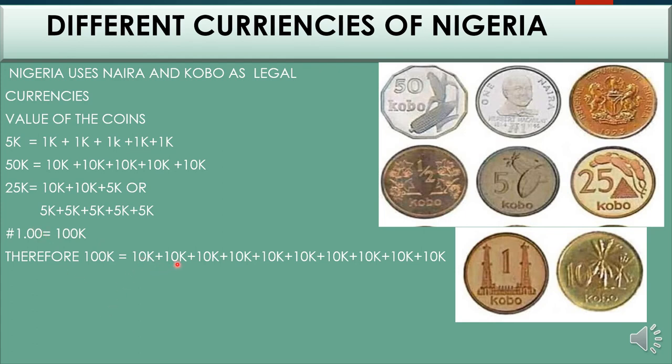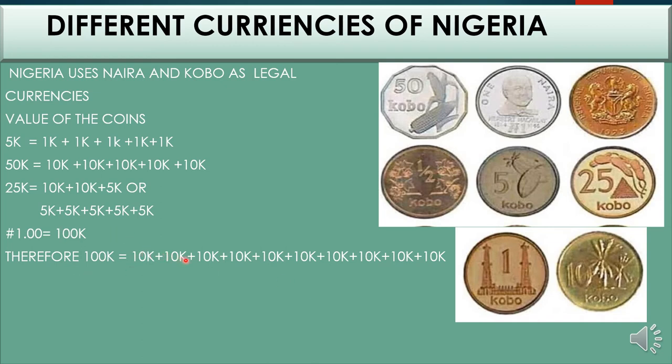1, 2, 3, 4, 5, 6, 7, 8, 9, 10. That means 10 of 10 kobos will give us what? 100 kobo, which is what? 1 naira. Remember, 10 plus 10 plus 10 plus 10 plus 10 plus 10 plus 10 plus 10 plus 10 plus 10 will give us what? 100. Now let's calculate it.